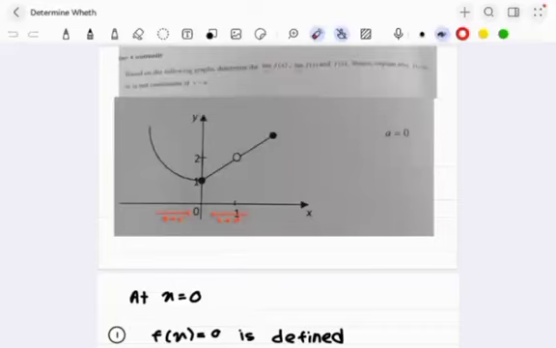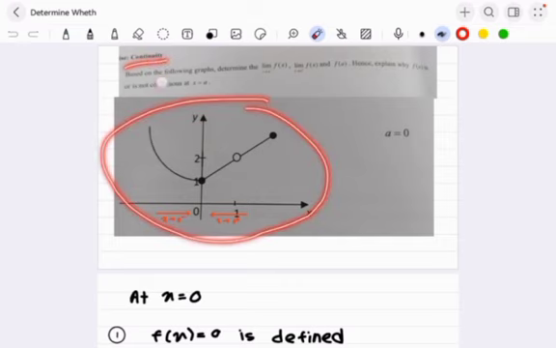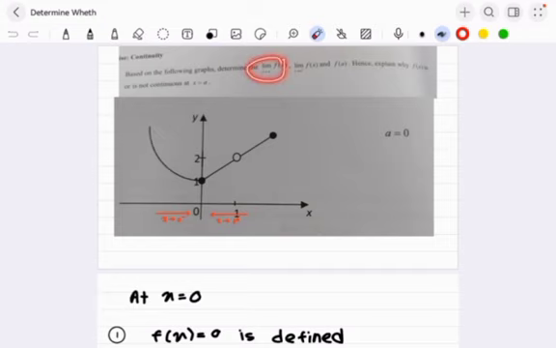Everyone, so today we are going to look at two questions from chapter 8.3, continuity. The question gives us a graph. Based on the graph, determine the limit as x approaches a from the left of f(x), the limit as x approaches a from the right of f(x), and f(a). Hence, explain why f(x) is or is not continuous at x equals a. The question gives us a equals 0.